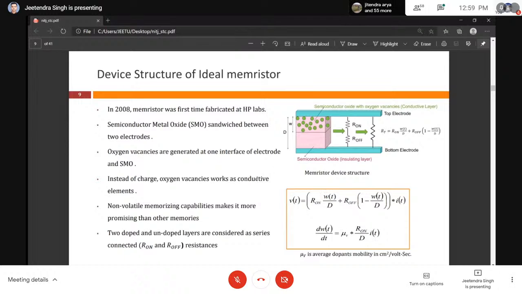So here you can see that instead of charges, oxygen vacancies are used as the conductive material, and you can realize this structure with any type of transition metal oxide. Here TiO2 is used, but it can be any transition metal oxide, HfO2 or Si or any transition metal, P2O5. You can realize this kind of device, the memristor.